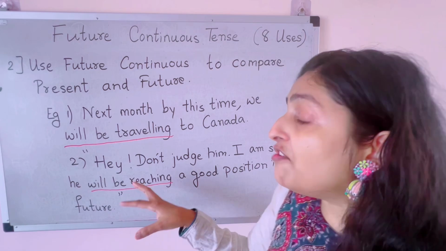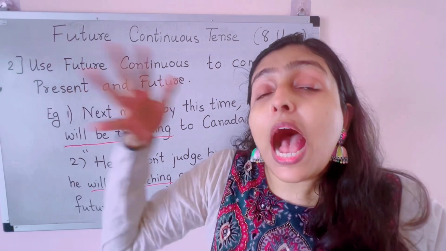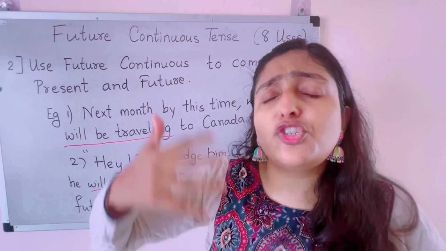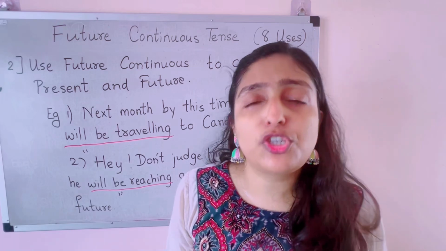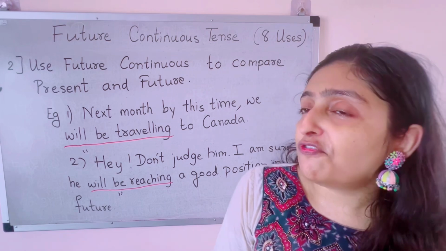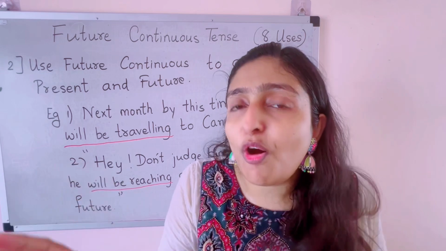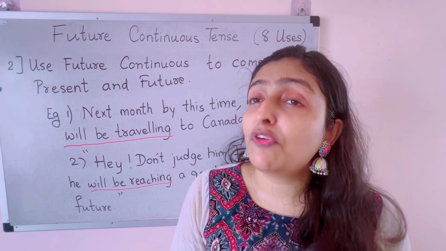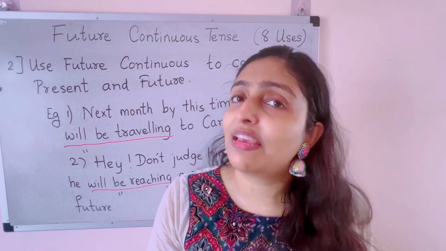If I say he will be reaching a good position, it means that on a daily basis, I am observing my brother doing hard work, consistent dedication. He is so committed that he is working very hard that I'm pretty sure he will be reaching a good position. I hope you got the meaning. If I say he will reach a good position, it means there is somewhere a bit of uncertainty looming in my head. I'm assuming things, but if I say he will be reaching, it means I am definite. I'm sure that he will be reaching.